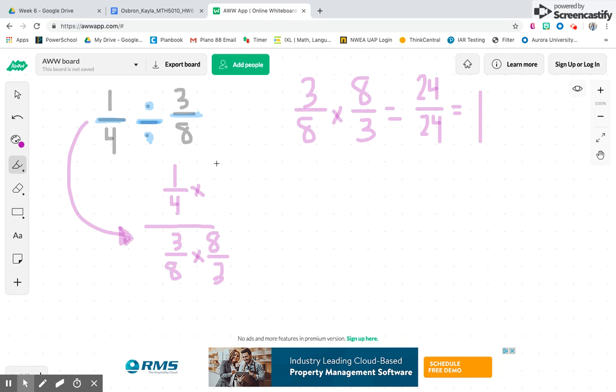But whatever I do to the bottom, I must also do to the top. We learned this when we did finding a common denominator and adding and subtracting fractions, that we need to make sure things are consistent. So I'm going to multiply by 8/3, multiply by 8/3. I'm going to change my color. So in my numerator then, I have 1 times 8, which is 8. And then I have 4 times 3, which is 12. My fraction bar. 3 times 8 is 24. 8 times 3 is 24.